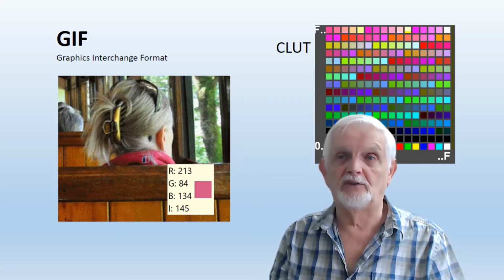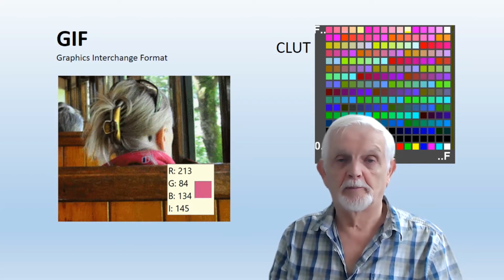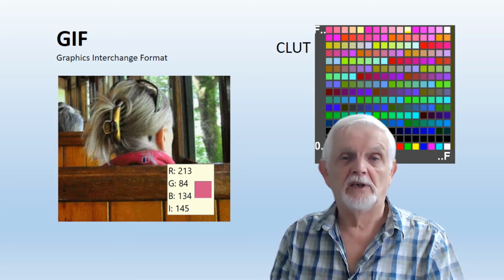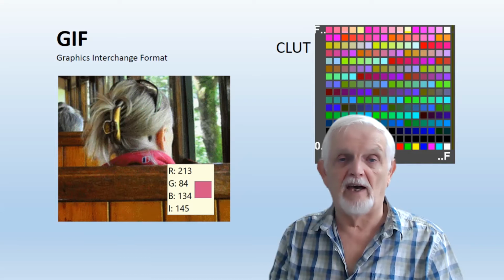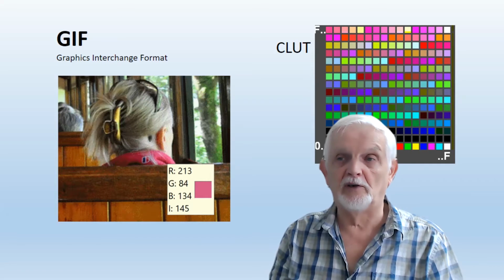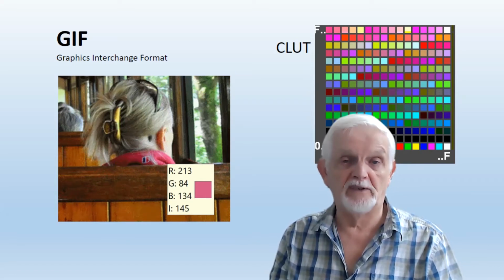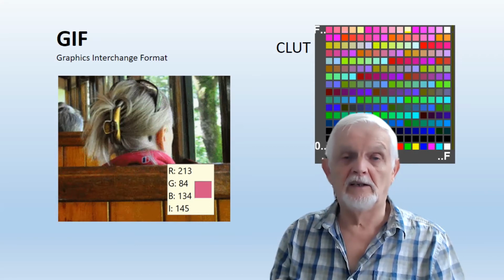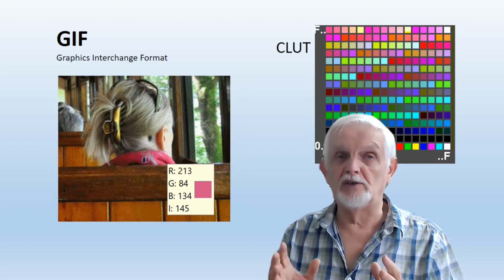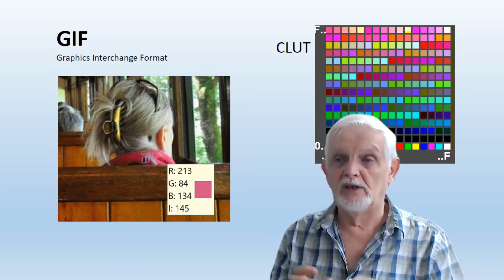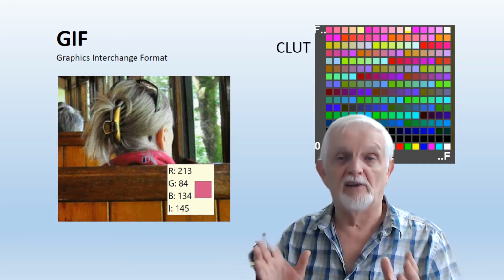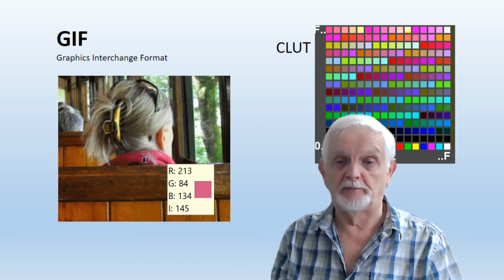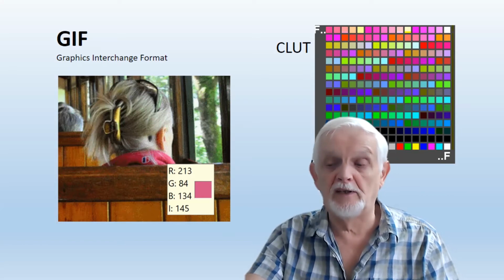That table is called a CLUT, a color lookup table. And you'll see it in the image, although it tells you the mix of R, G, and B, it tells you the index number. So 145 in that table will be the salmon color. Clearly, if you're going to reduce a JPEG to a GIF, you're going to reduce from 16.7 million varieties of color to only 256. And that affects the quality.